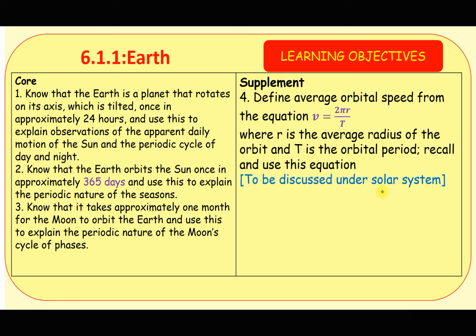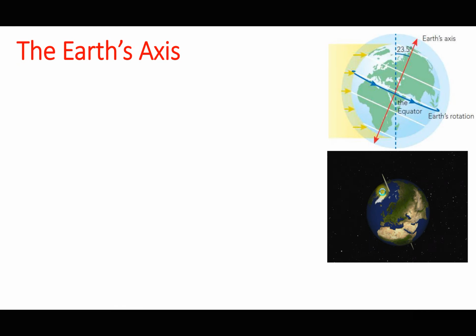So let's start lesson 1, the Earth. The first objective tells us to be able to know that the Earth is a planet that rotates on its axis, which is tilted. It orbits once in approximately 24 hours. This animation shows what exactly I will be talking about on this slide.